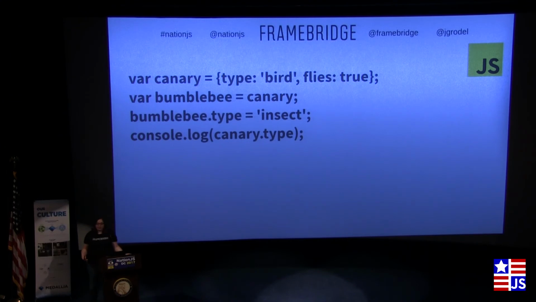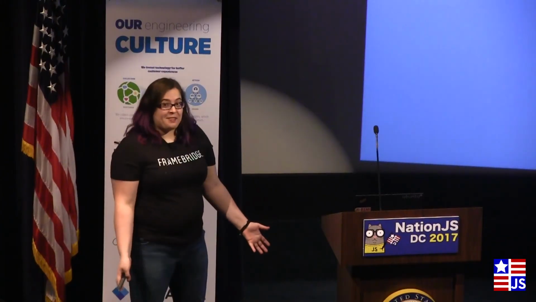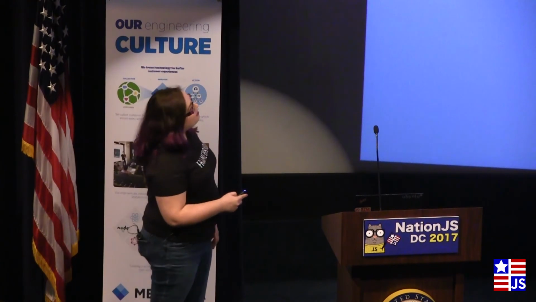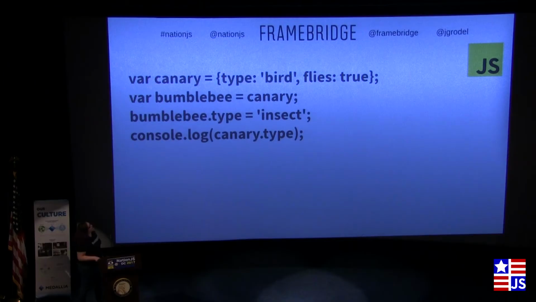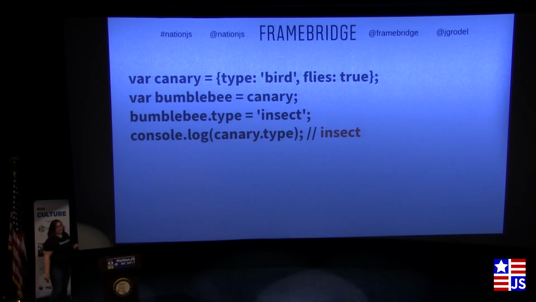Right. I'm going to set up an object. I've got canary, and it has 2 properties. The type is bird, and flies is true. But I also want bumblebee. So I'm going to say bumblebee equals canary. And bumblebees can fly, but they're not birds, they're insects. So I'm going to say bumblebee.type equals insect. What do you think we're going to get out when we take a look at the value of canary.type now? Hearing lots of insects. And you've got it. We're going to get back insect.